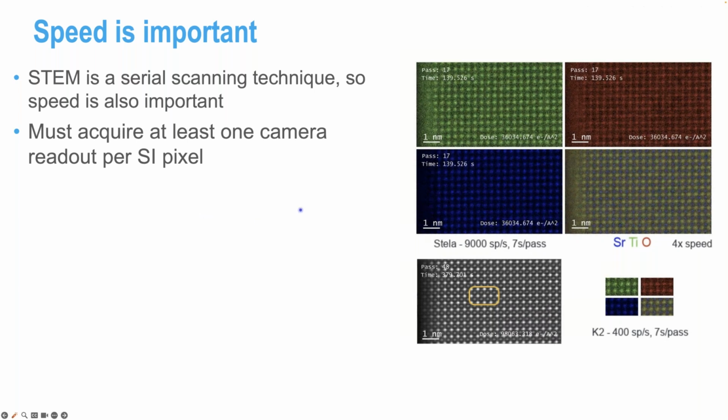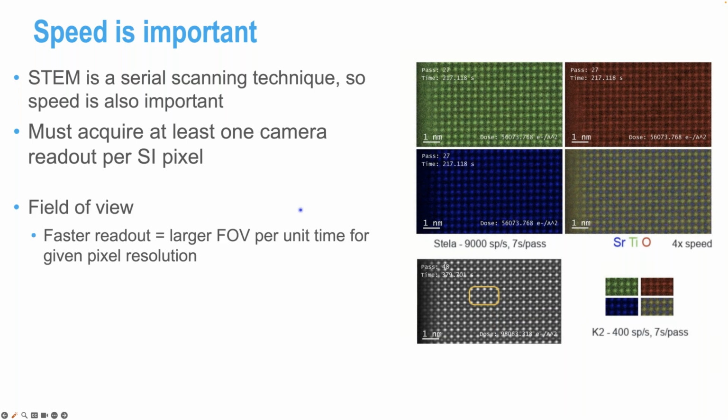Now that is going to define a few things. First, field of view. Faster readout is going to give us a larger field of view per unit time for a given pixel resolution. A nice example of that is shown on the right-hand side here. This is a dose fractionation time series acquired from the Stellar camera. That large field of view is what we would get at 9,000 spectra per second, so we're getting 7 seconds per pass at atomic resolution. I think the pixel size there is a quarter of an angstrom, so you get a decent amount of field of view.